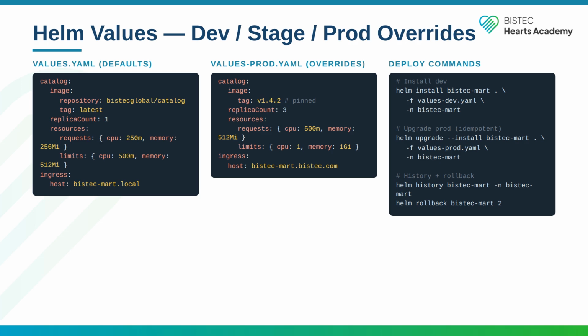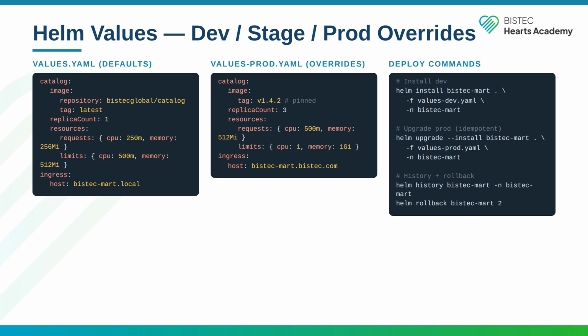Notice that values-prod.yaml only specifies the keys it overrides. Helm deep merges the values files. Environment values take precedence over defaults, and anything not mentioned in the override file falls through to the default. You do not repeat the entire value structure in every environment file.